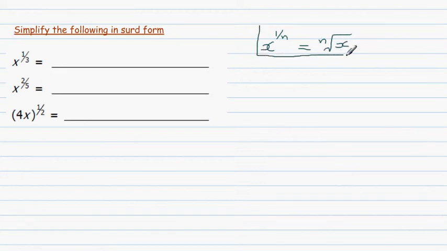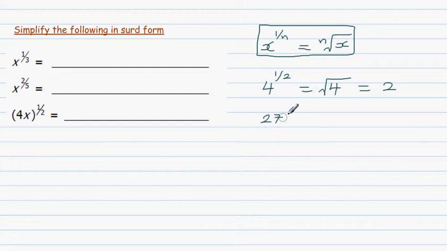What does this mean? So let me give you an example. If you have say 4 to the power half, 4 to the power half is basically the square root of 4. You don't write a 2 there, and the square root of 4 you should know is 2. If it is say 27 to the power 1 over 3, this is the cube root of 27. And the cube root of 27, you use a calculator, that should give you 3. Or you can leave this answer, so this is 3.